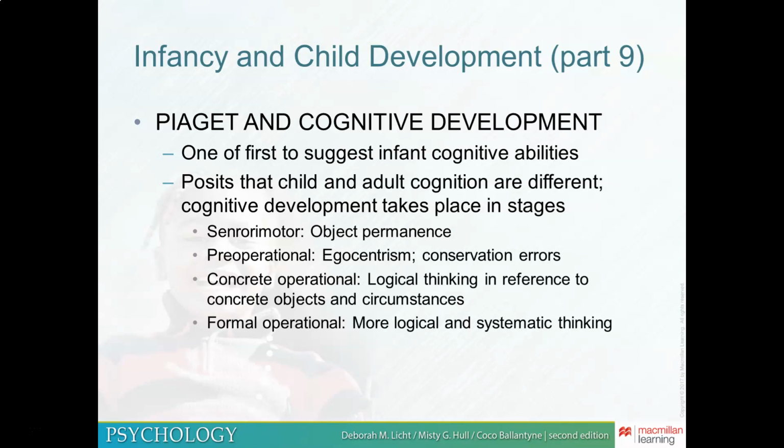Now, I'm going to skip ahead and get into concrete operational. This is what's important. That's when a young child begins to think logically, and that usually doesn't occur until right around 6 years old or after. And then formal operational, that's when we get into more adult type thinking, more logical and systematic thinking.